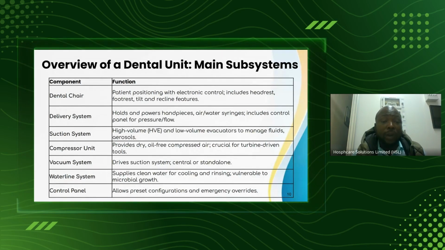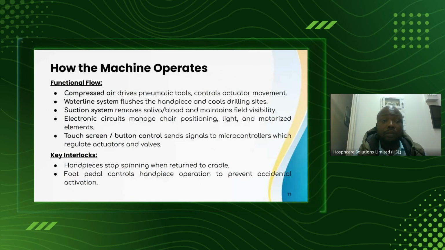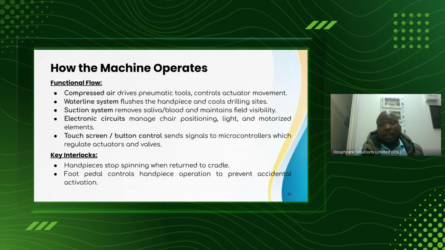Then we have the control panel. The control panel is where we do our control mechanism. We can activate our lights, our movement, and so forth. So how does the machine operate?